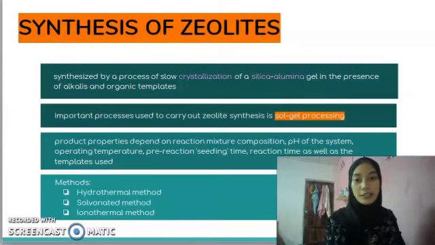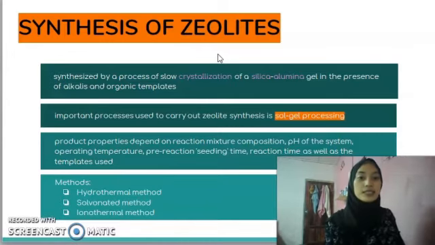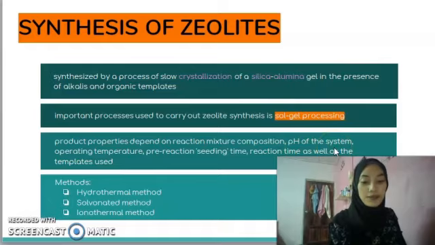Many synthetic zeolites have been synthesized by a process of slow crystallization of a silica alumina gel in the presence of alkalis and organic templates. One of the most important processes used to carry out zeolite synthesis is sol-gel processing. Sol-gel processing is a method for producing solid materials from small molecules.